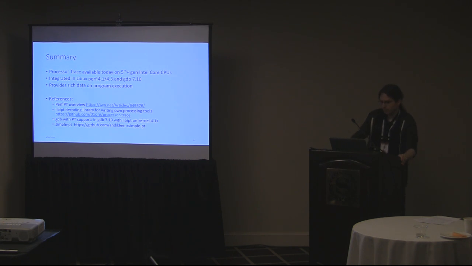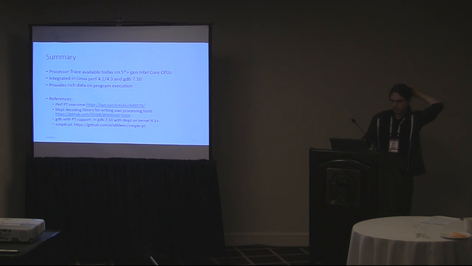So the summary is, processor trace is already available. In fact, I already have it on my laptop, so I don't really have time for a demo now, but if you're interested, I can show it on my laptop. It's available on Intel Core CPUs starting with 5th generation, so Broadwell, Skylake, and also some others. It's integrated in Linux perf 4.1 for the kernel, and hopefully in 4.3 for the user tools, and it will be in the upcoming GDB 7.10, and provides rich data on program execution.